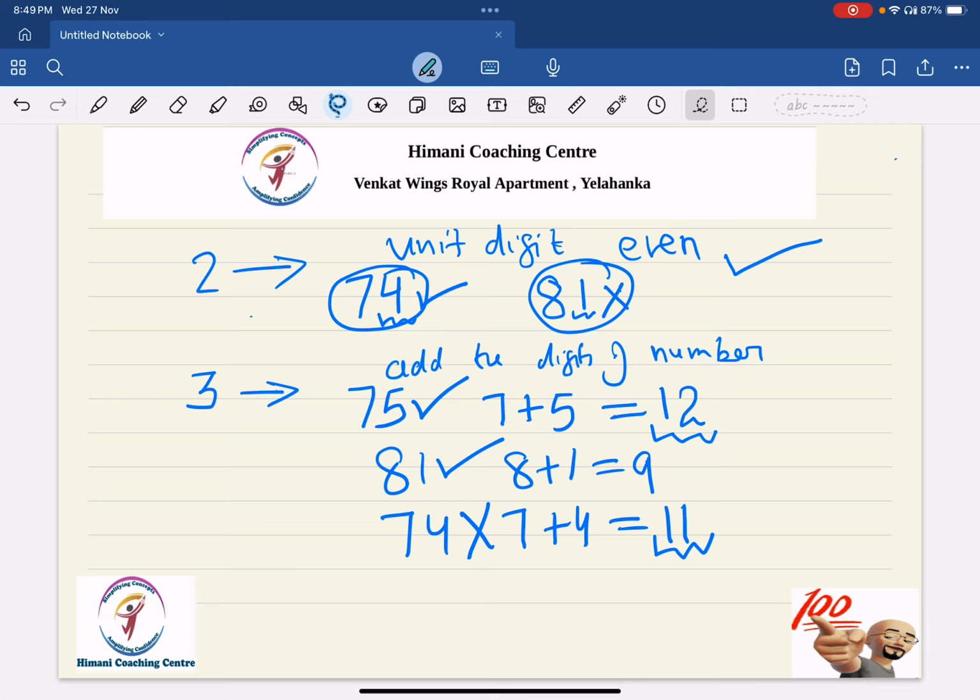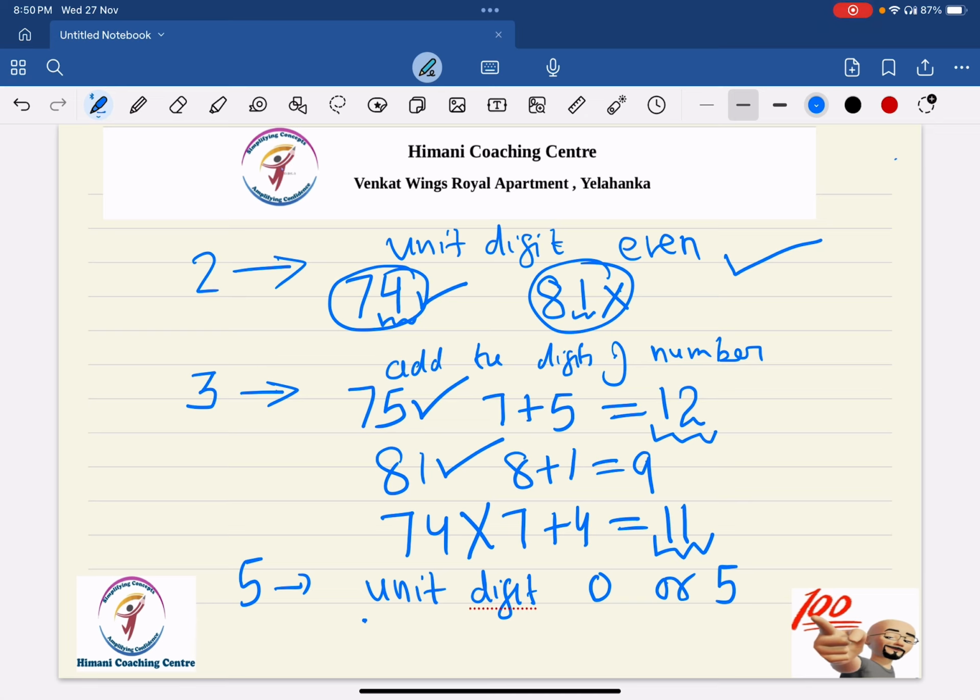Okay. Now what was the divisibility rule we learnt for 5? If the unit digit of the number is 0 or 5, then the number is divisible by 5. So let us look at 75. What is the unit digit here? 5. So is it divisible by 5? Yes. Now let us look at 81. What is the unit digit here? 1. It is neither 0 nor 5, so not divisible by 5.